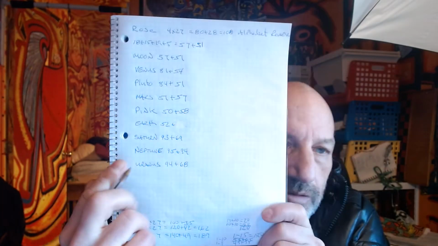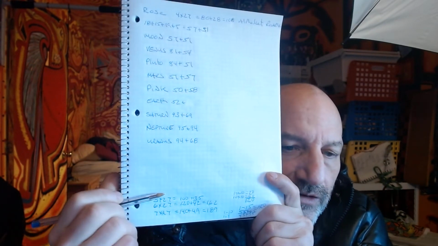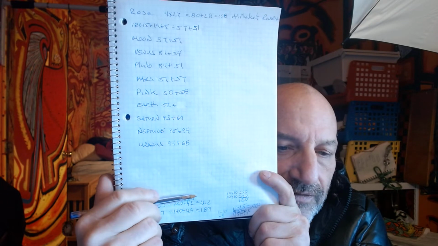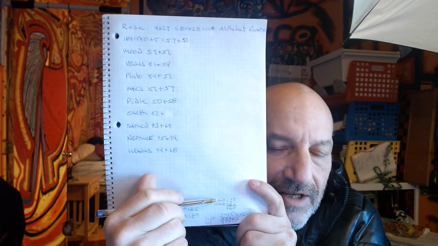We will show you this, okay? Over here, Earth is 52. There are 5 numbers. 5 by 27 is 135. Electric company, 1010 makes it perfect.